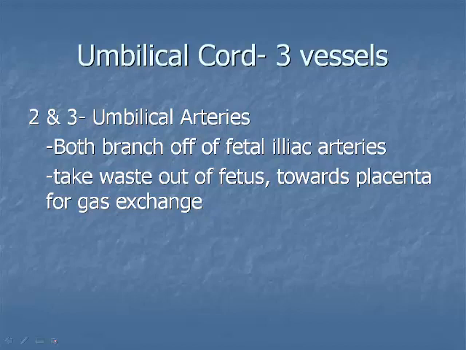The second and third ones, there's two umbilical arteries. These ones both branch off of the iliac arteries, so those just below the hips, and it takes waste out of the fetus towards the placenta for gas exchange.